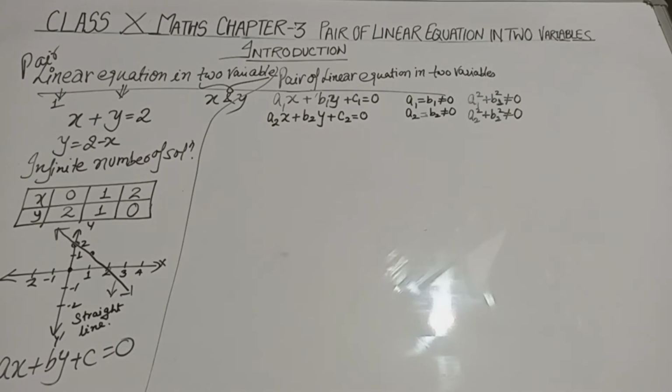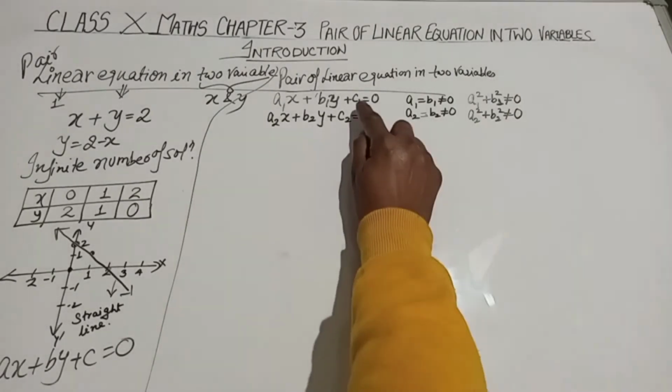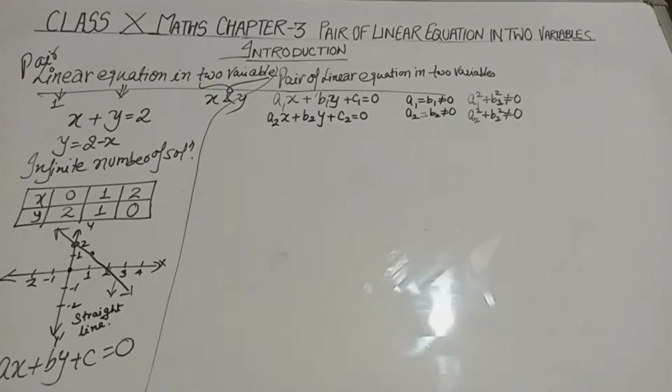If a1 and a2 both are 0, what we get is a constant, and the equation doesn't exist. If x is not here and y is not here, how can you say that it is a linear equation in two variables? The variable doesn't exist, so it is only a constant. So a and b are not both 0. It may be one, maybe 0.